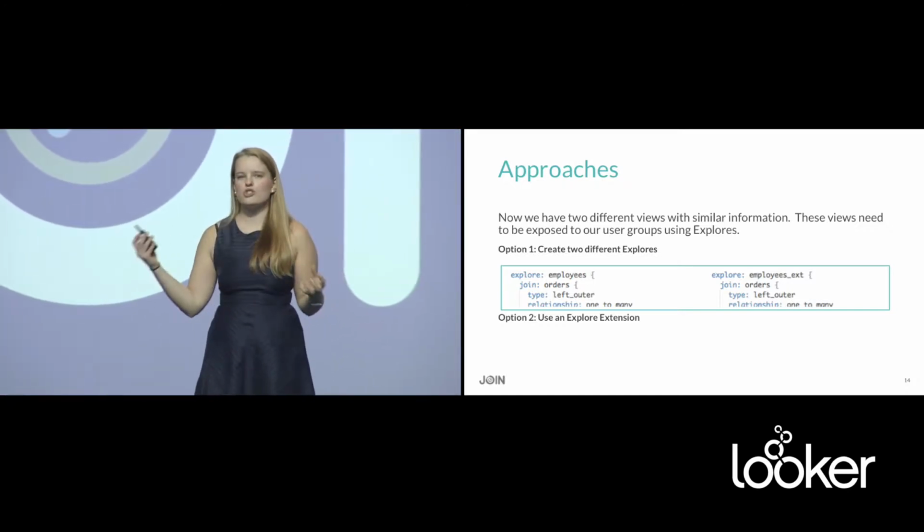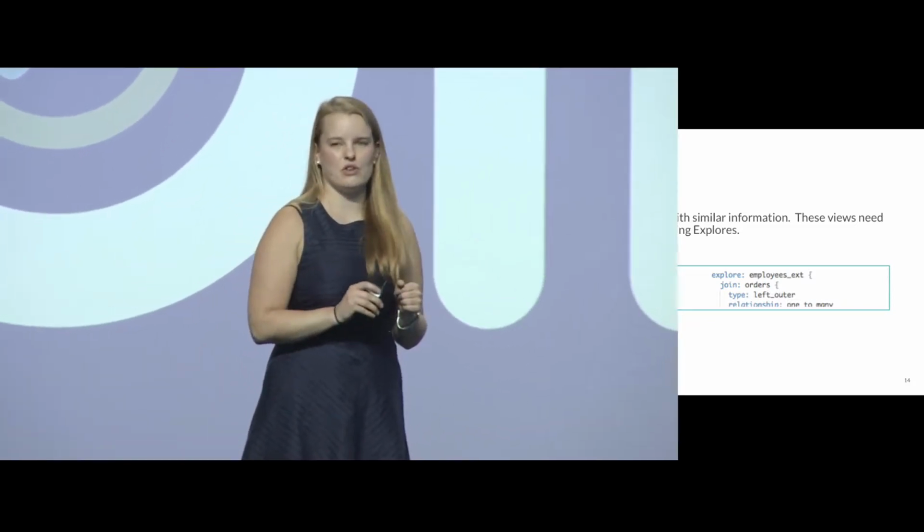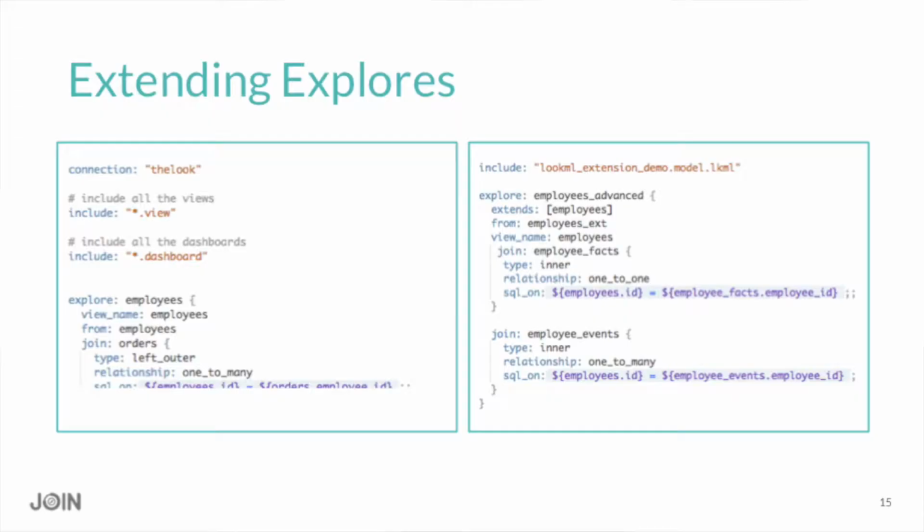But if any of those joins are the same, then we run into that same problem we had with views, which is that we're rewriting code and we're leaving room for discrepancies to come in. So just like with views, we can also extend explorers, and that's going to be the best approach that we want to take here. So to extend an explorer, we're going to use a pretty similar methodology.